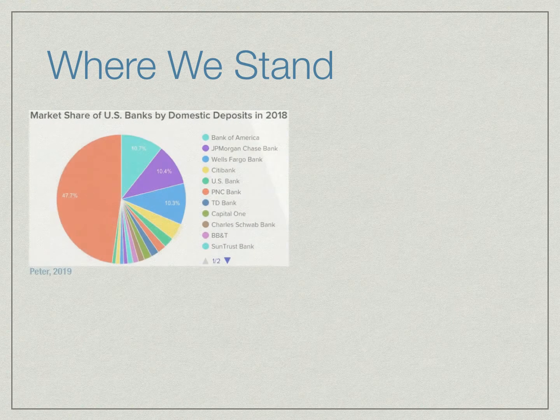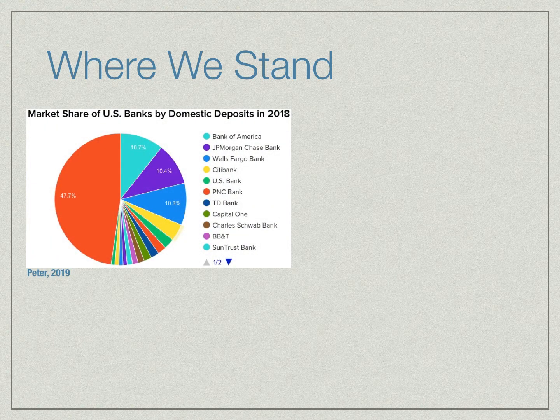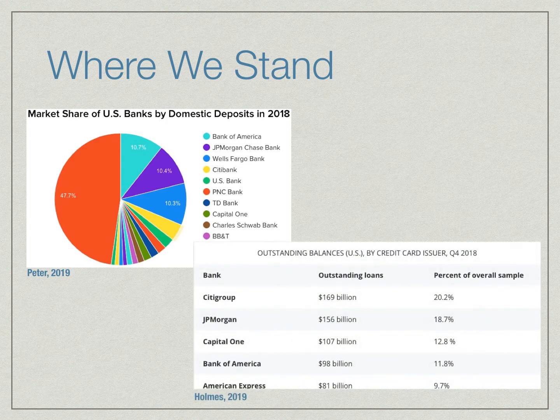Currently, Bank of America holds 10.7% of the domestic consumer deposit relationships, while only holding 12.8% of domestic credit card relationships as a whole. Clearly, there is a lot of room for improvement here, and this process that we're going to go through today will allow us to better identify those clients that we can help and how to deepen those relationships further.